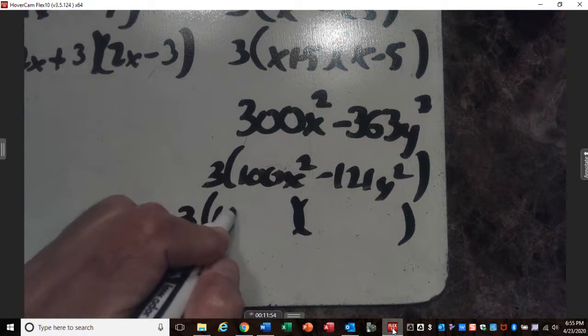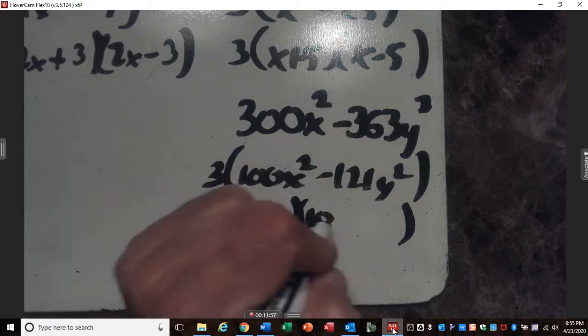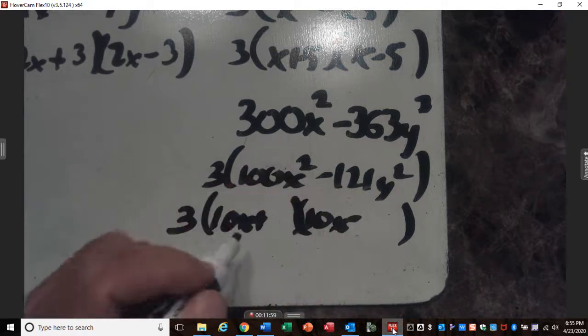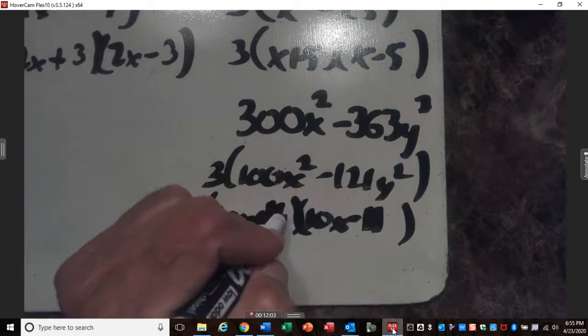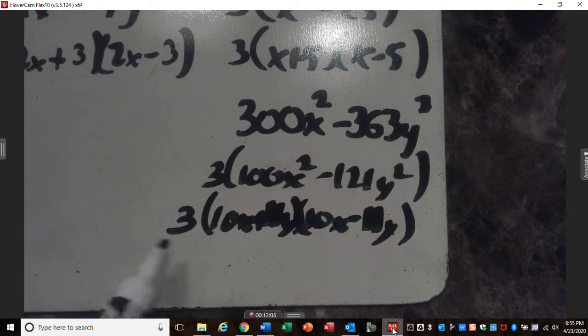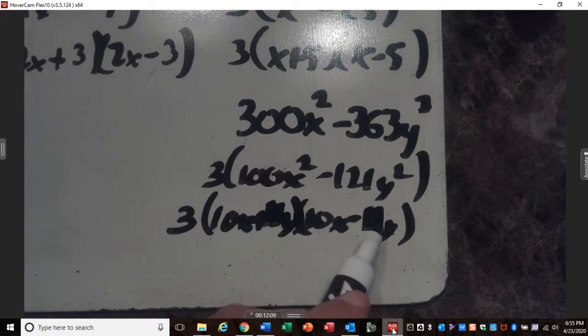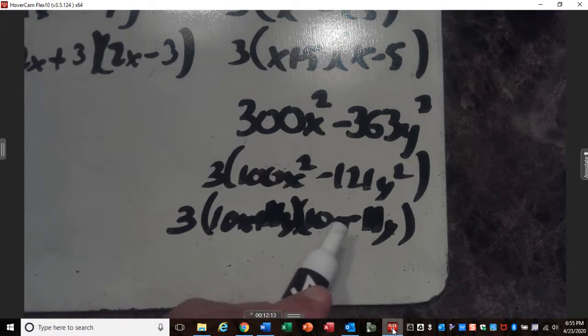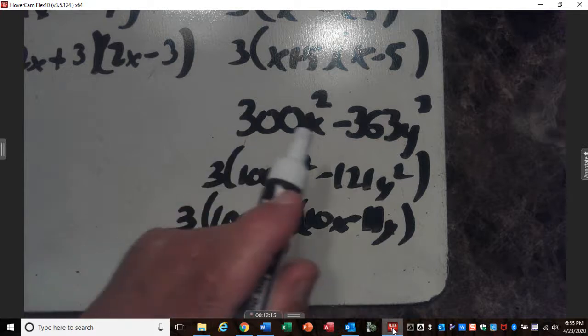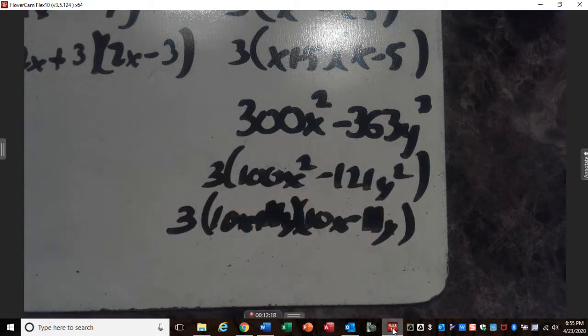The square root of 100 is 10, so 10 and 10. x and x, plus and minus. 121 is 11 squared, so 11 and 11, and then a y and a y. Lots of stuff squeezed in there. That's 10x plus 11y and 10x minus 11y. And we factor the 3 out here, and we're in good shape.